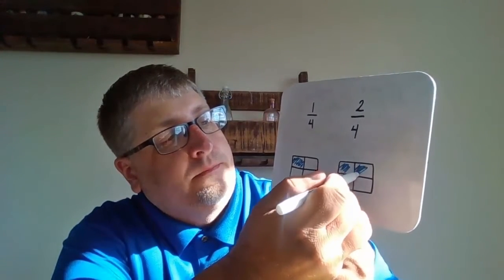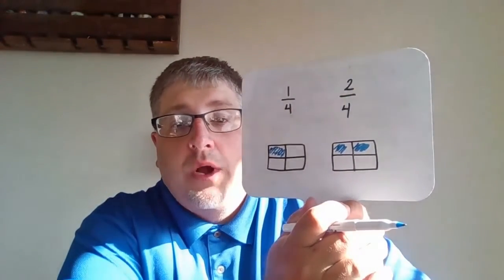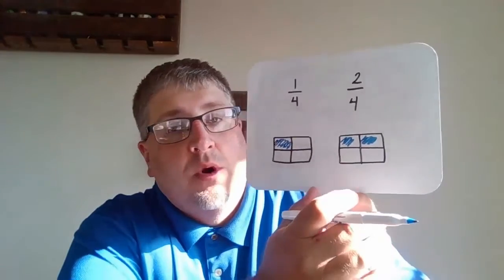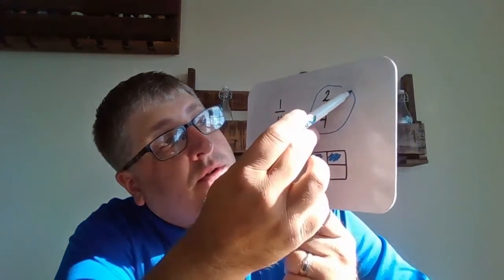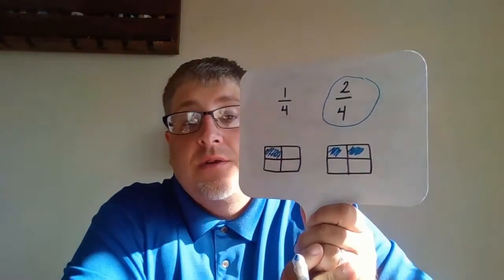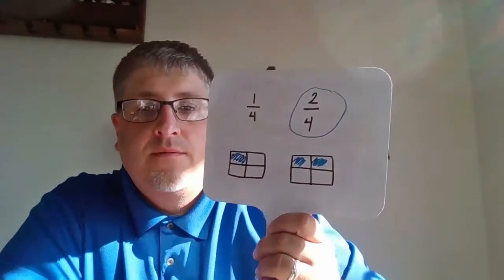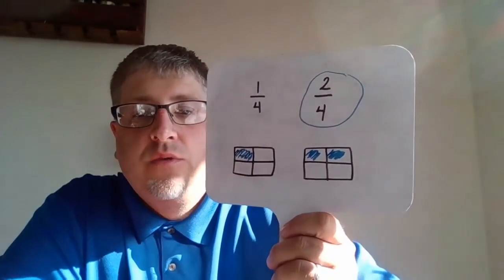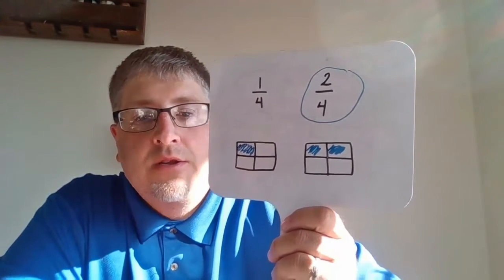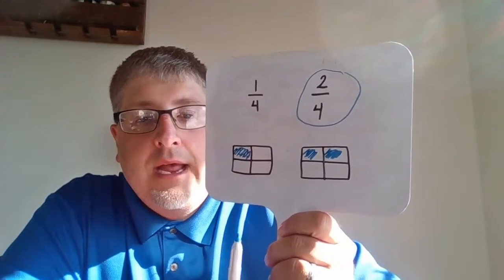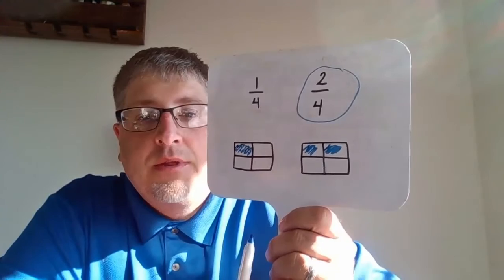So 1 and 2. If I was to ask you which one is bigger, which fraction has more, we would come over here and circle the 2/4. I could also ask you which one is smaller. In that case, you would put 1/4 in there. But today we're going for what is bigger. 2/4 is bigger than 1/4. So that's just using a drawing to help us figure out the amount with the fractions.